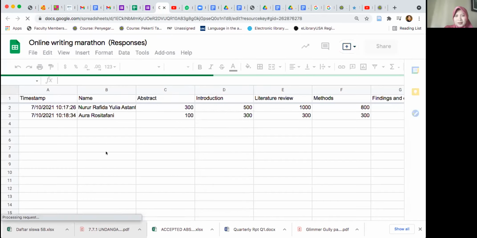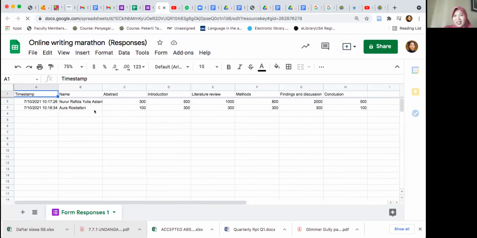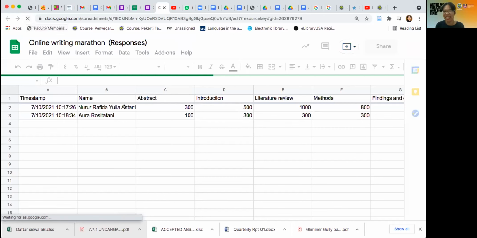Yeah. Okay. If I were the students, I would write around 100 to 150 for the abstract. If I can write 200 or 300, it means I surpassed my goal. Yeah, put 100. I think that's quite reasonable. Even 50 is fine. Go easy on yourself, people.